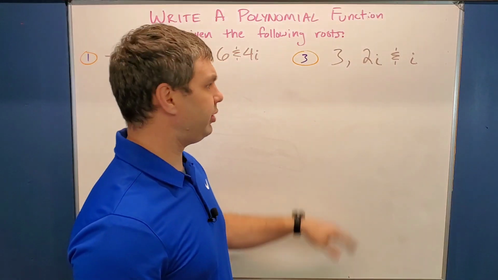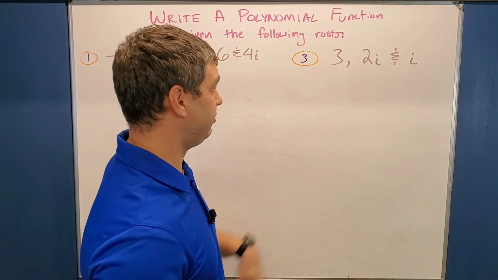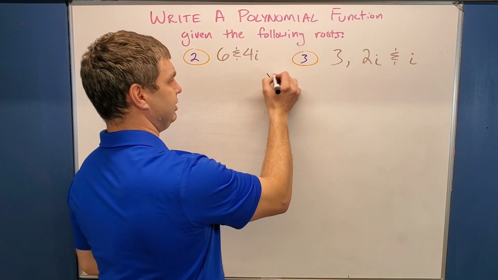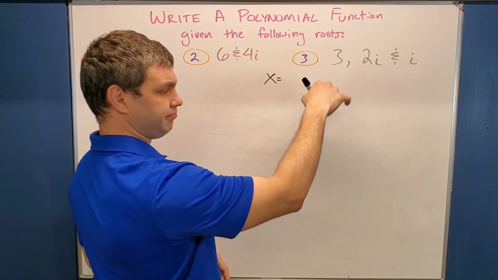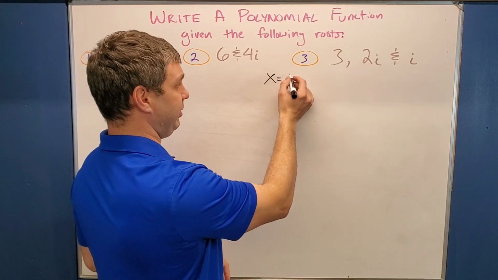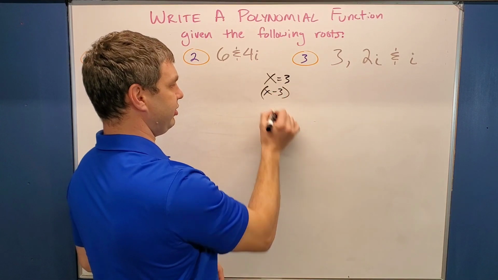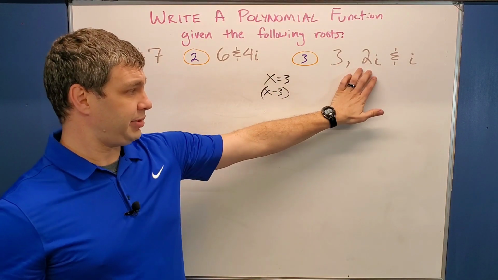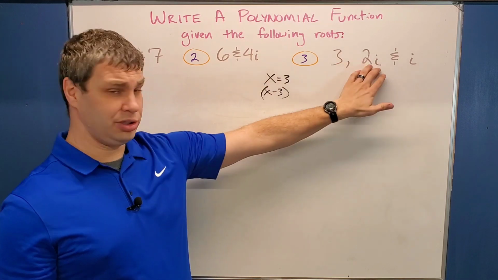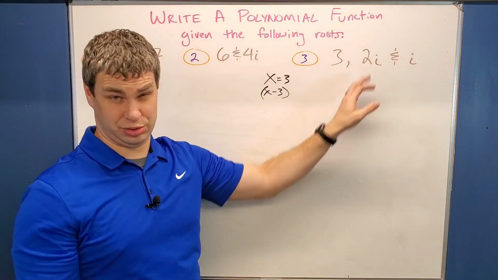All right, now just like before, we have a nice easy root. That's going to be 3. And this was from the factor x minus 3, because if I have x equals 3, subtract it over, it's going to be x minus 3 for its factor. And same thing as before, when I had the 4i, a 2i, I need to have a plus or minus 2i.